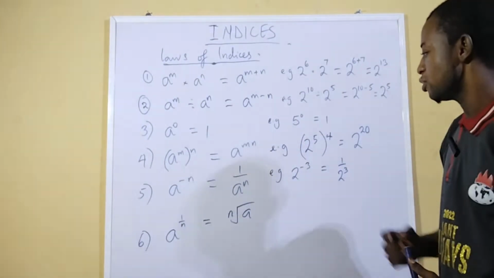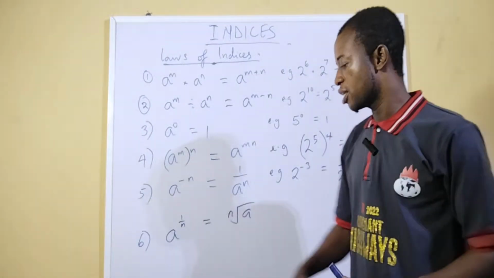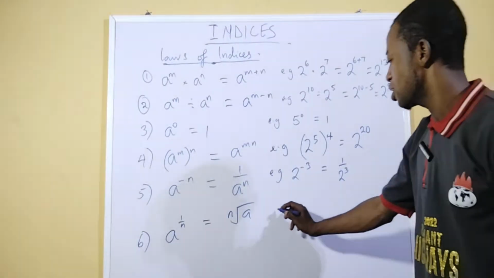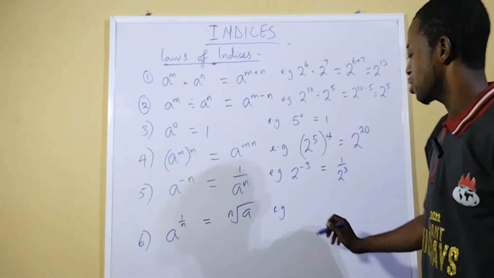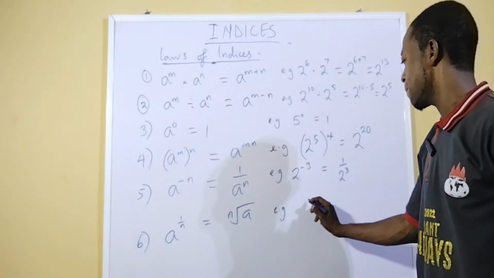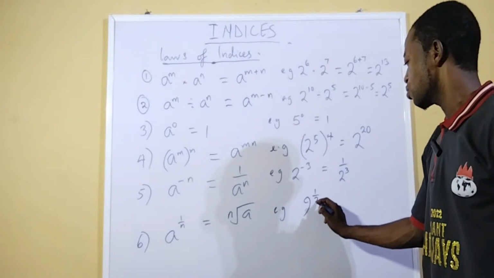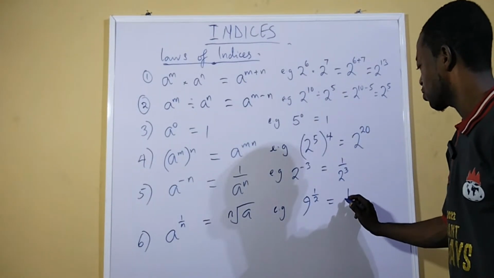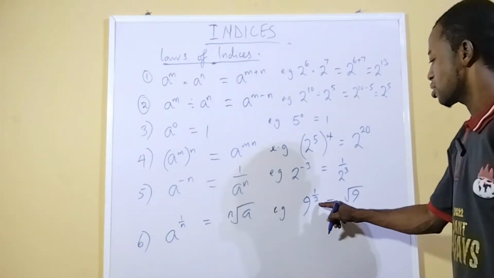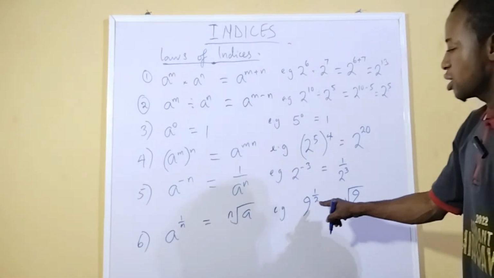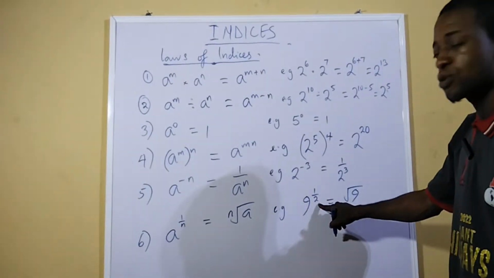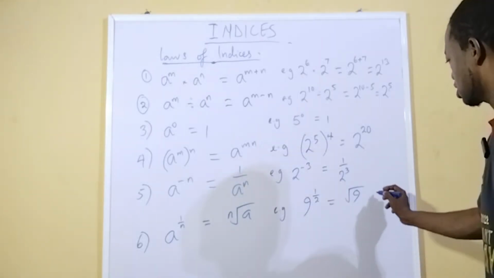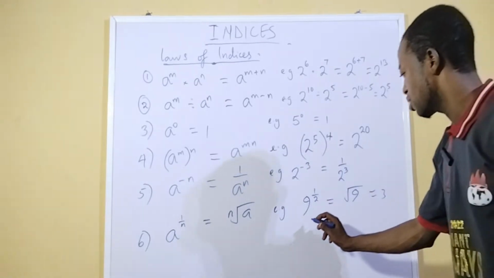Okay. Now, here we have fractional index. That is a raised to power 1 over n is nth root of a. E.g., when we have 9 raised to power 1 over 2. 9 raised to power 1 over 2. It becomes square root of 9. This 2 here serving as the n here we have is now 2. And when we have 2 here, the same thing as square root. And this is 3. And let's have another example.